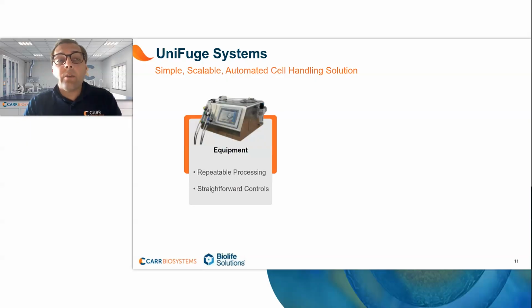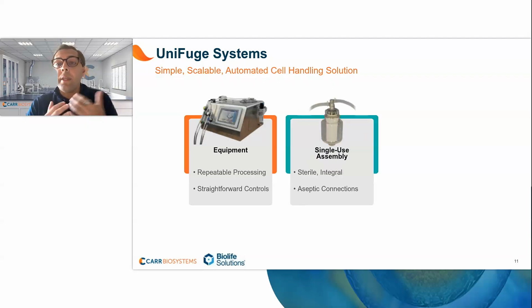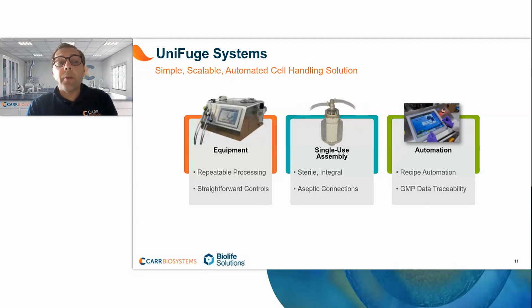Taking a look at the Unifuge equipment, the Unifuge has the same user interface across the family with straightforward controls, in turn enabling effective and scalable processing. Within the Unifuge is the single-use assembly, which allows all connections to be made in a sterile and integral manner, enabling aseptic connections for upstream and downstream process steps. Another key component for developers and end users, particularly in the autologous space, is automated production, which the Unifuge provides through its recipe-driven, push-button, and near-walkaway operation with GMP traceability for data monitoring.